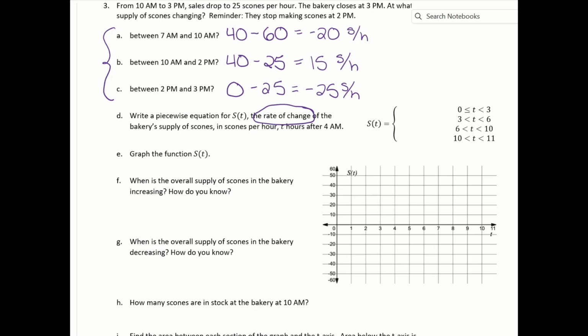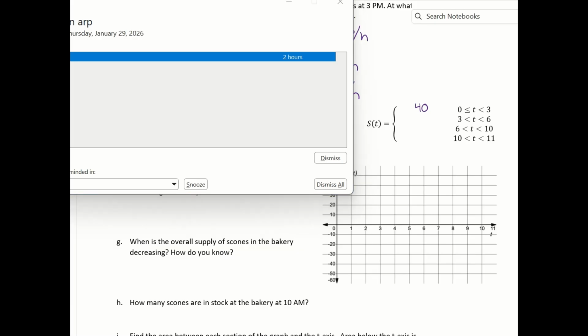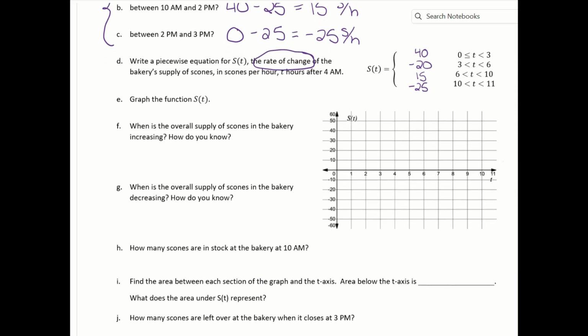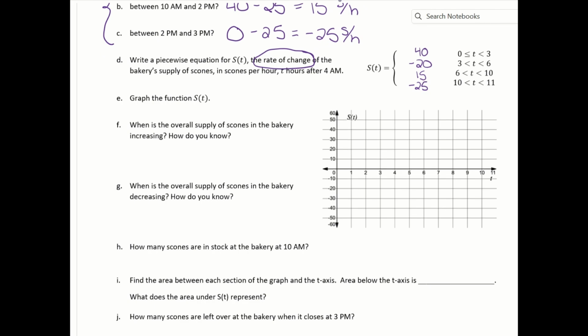So from 0 to 3, from 4 a.m. to 7 a.m., what is the rate of supply? The rate of supply is going to be 40 because they're making scones, 40 scones an hour, and they're not being removed. Then from 3 to 6 hours, that's 7 a.m. to 10 a.m., they're being removed, so negative 20. And then from 6 to 10 hours, or from 10 a.m. to 2 p.m., they're at 15 because they're making more than they're selling. And then finally, between 2 and 3, they're not making them, they're only selling them. So negative 25. So we're going to make a piecewise function that represents the rate of change of these scones, S of t.